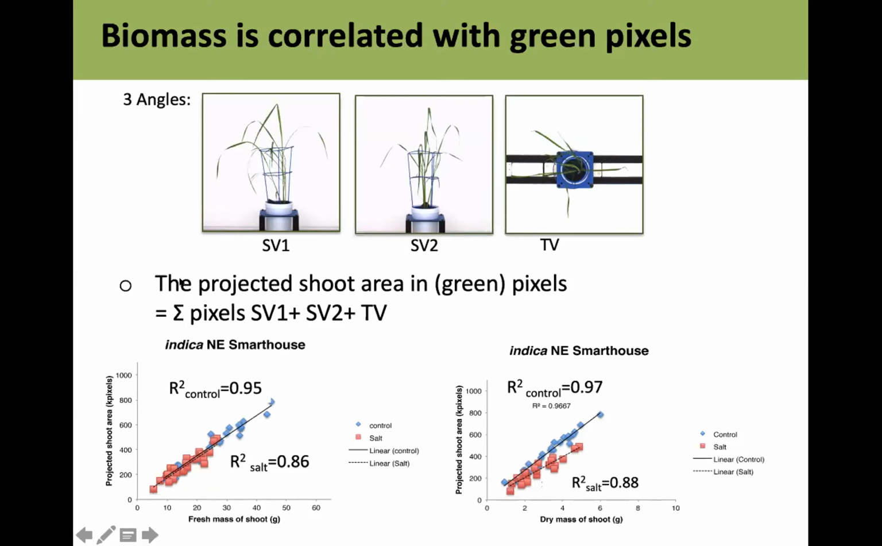And then from this, we can estimate the projected shoot area, which is a sum of all 3 of the green pixels. And then at the end of the experiment, we did some destructive harvesting for fresh mass and dry mass, and we can see that there's a strong positive correlation between the fresh mass and the projected shoot area. And this shows that the projected shoot area, or the pixel count, is a good estimate for plant growth.